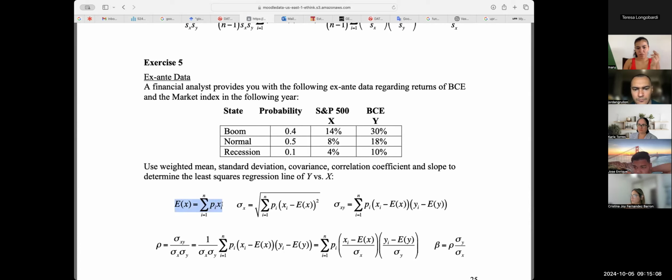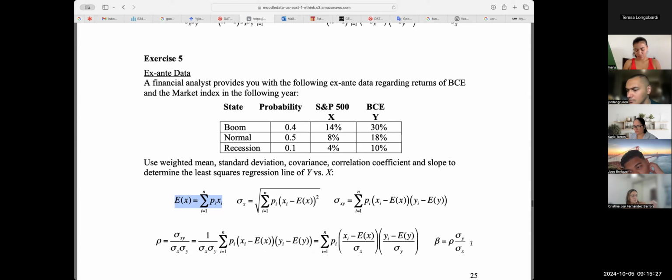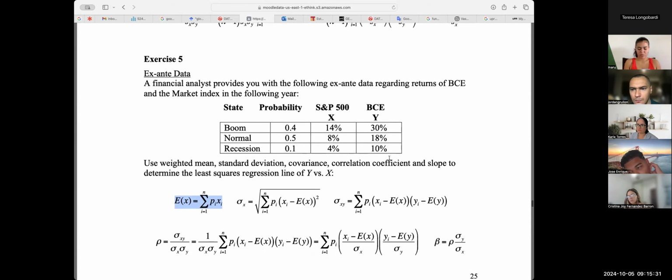But then for the rest, you would use Excel or make a table to calculate, because the calculator does not perform weighted standard deviation or weighted correlation. It doesn't make these calculations directly. Does anybody want to see this or anything before?